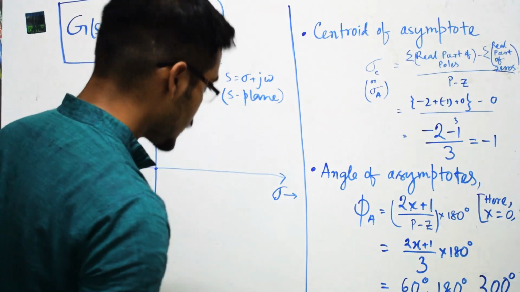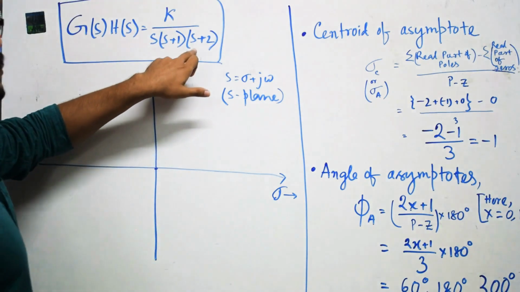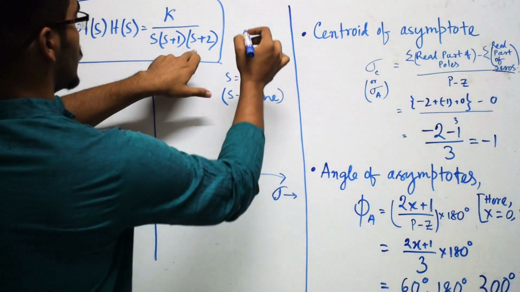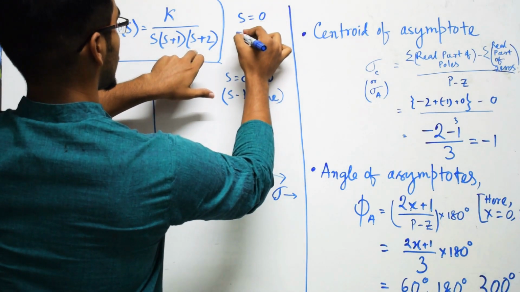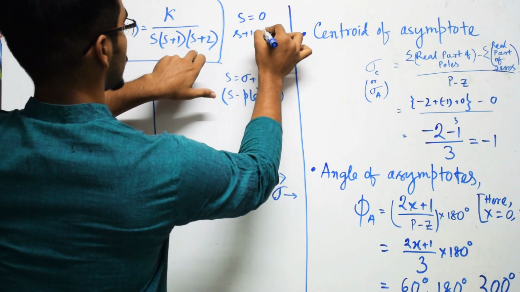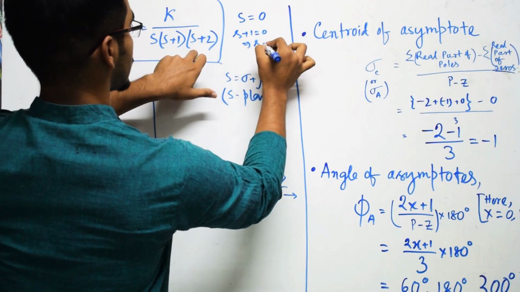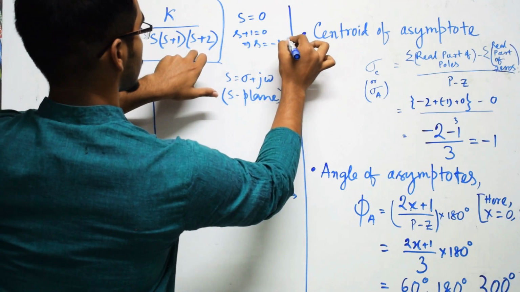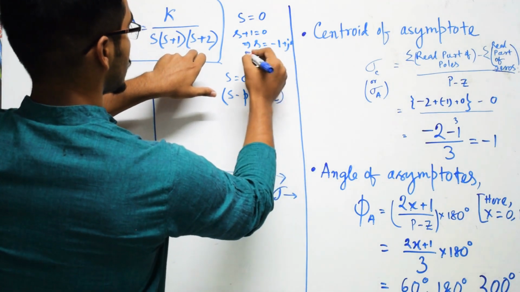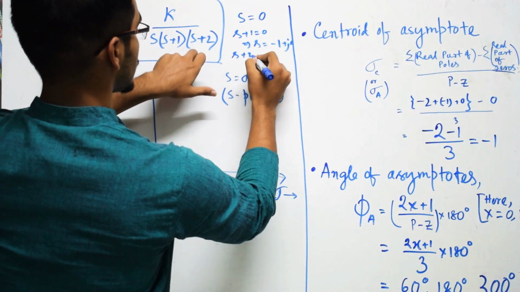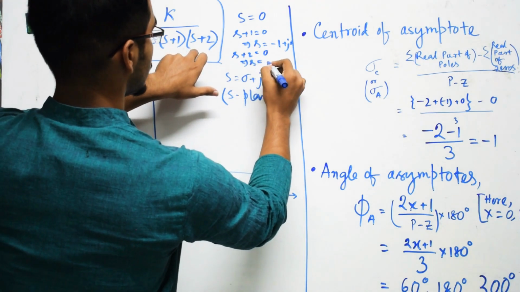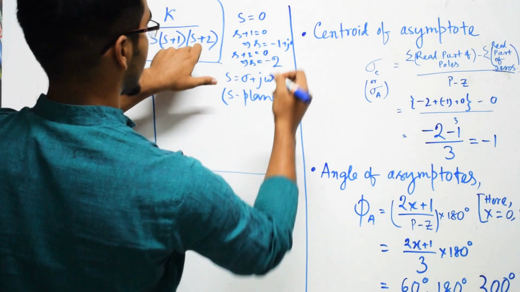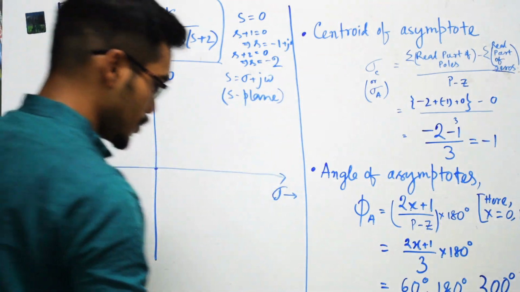So first of all we need to understand where the poles are located. We know that one pole is at 0. Another pole: S plus 1 is equal to 0, therefore S is equal to minus 1 plus j0, right? Another pole: S plus 2 is equal to 0, therefore S is equal to minus 2. These are the three poles.